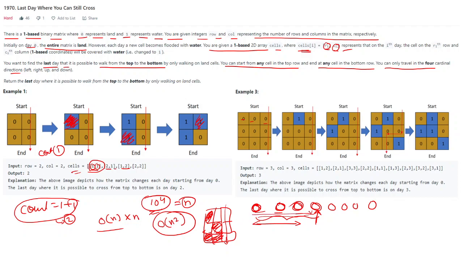We have filled it once, and then we do a DFS once and check whether we can travel or not. If we can travel, that means we have to check any day after this. And if we cannot travel up to this point, then this is not valid, and you will never get the answer here.